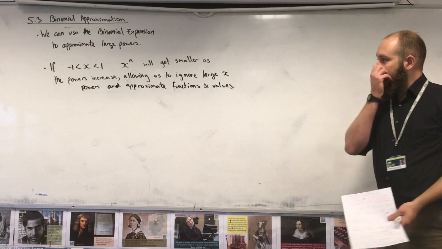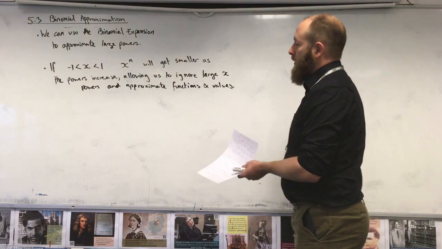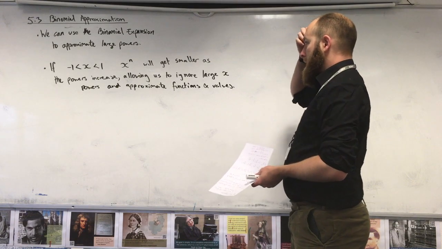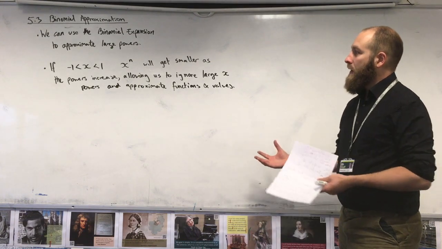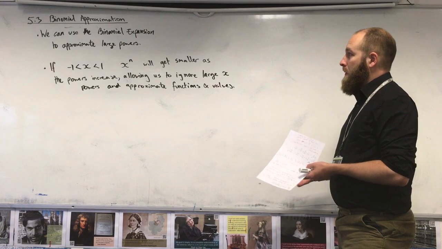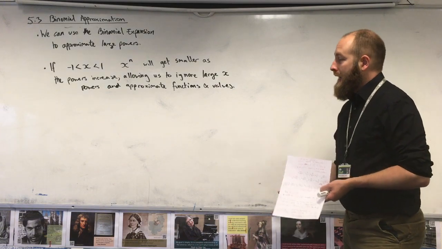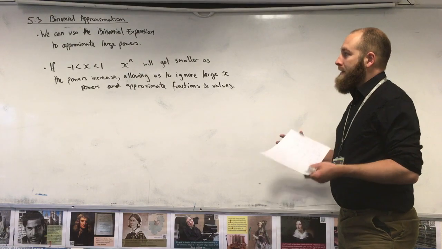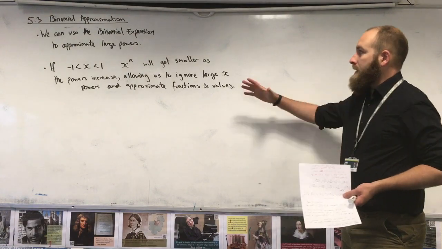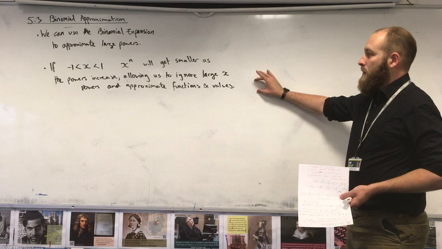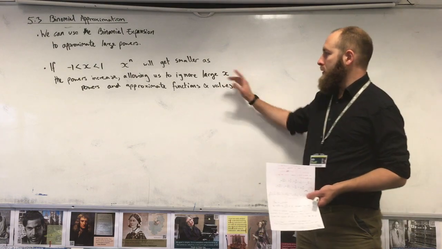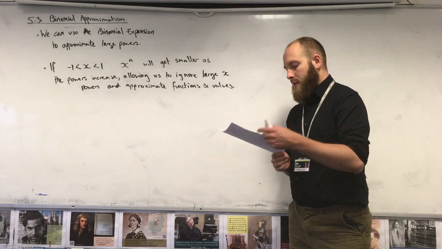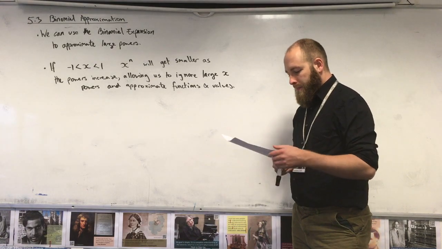Basically, if x is a fraction between -1 and 1, x to any power is going to get smaller as the powers get bigger. Just think, if x was a half, half to the power 2 is a quarter, half to the power 3 is an eighth, half to the power 4 is a 16th, and so on. The fraction gets smaller. So if x is between -1 and 1, as the power gets bigger, the terms will get smaller, which lets us ignore some of the higher powers, and then we can approximate functions and values. So that's what we're going to be doing in today's video.